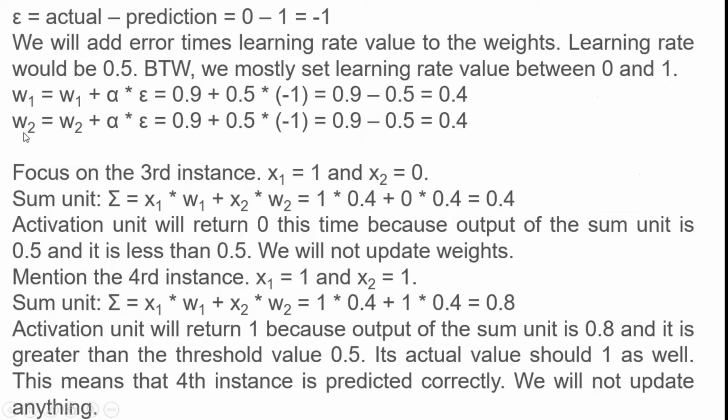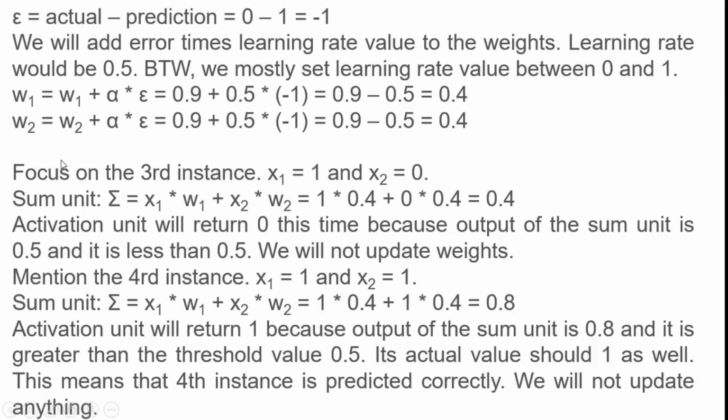To do the calculations, in the previous case, the range we have taken is 0 and 1. Between 0 and 1, the average is 0.5. So the formula is W1 plus alpha into epsilon. 0.9 is the old W1 value, plus 0.5, which is the learning rate value between 0 and 1, into minus 1. The answer comes out as 0.4, and W2 is also 0.4.